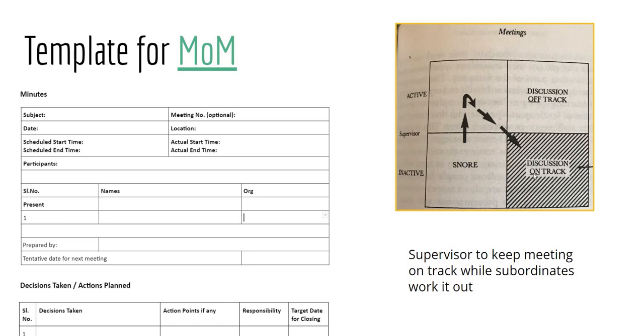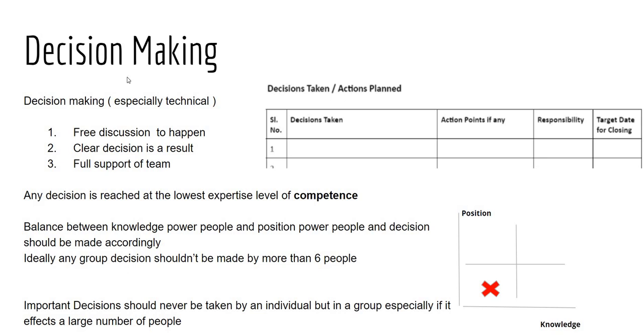Okay, moving on. The next topic is decision making. Free discussions should always happen before you come to a decision. A clear decision is a result, and each and everyone should be in agreement. It has to have the support of the entire team. This is the same DART framework that I had shown earlier: decisions taken, action points, responsibility, and target.